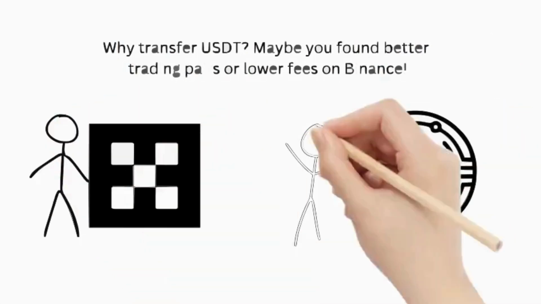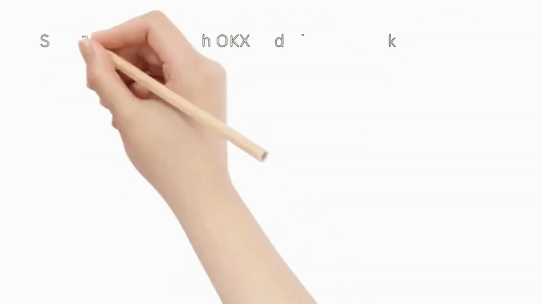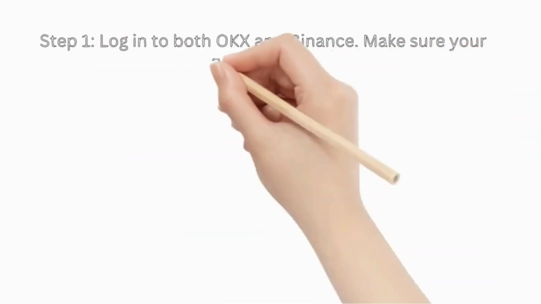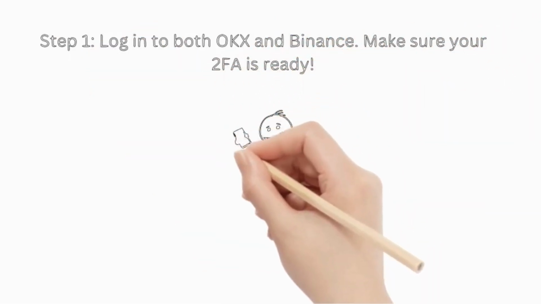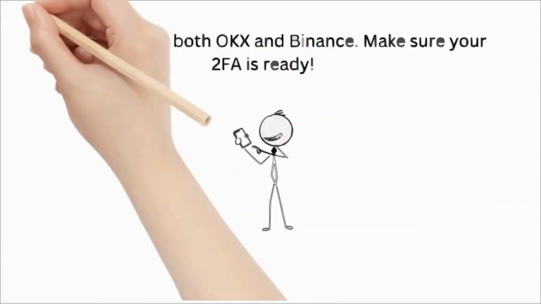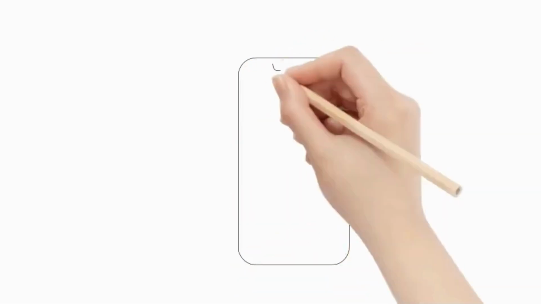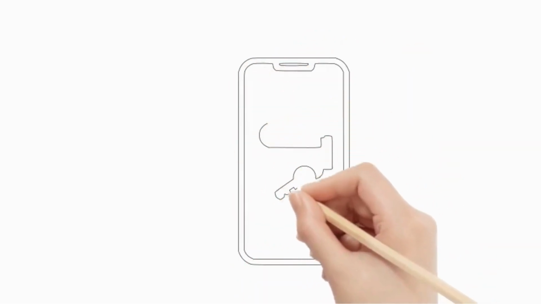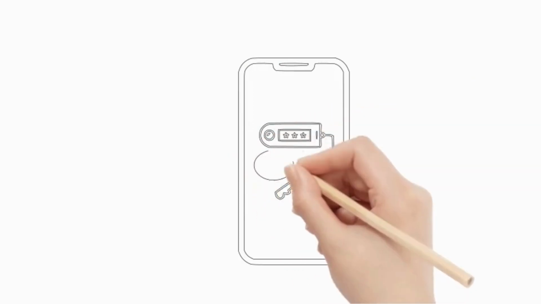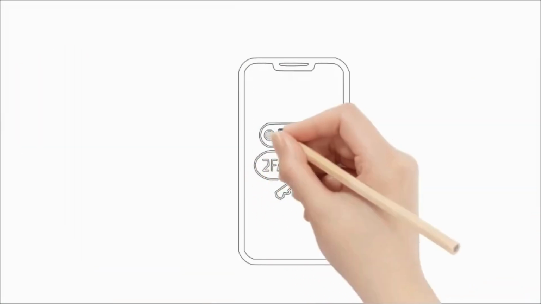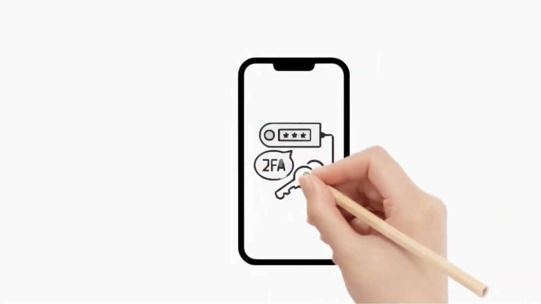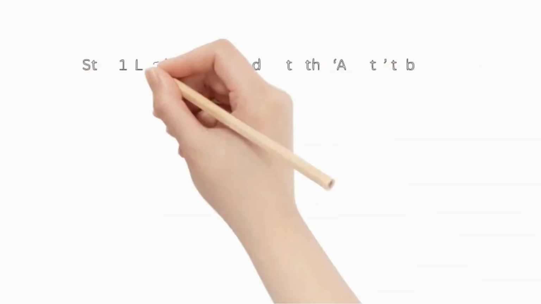First things first, you need to make sure you have accounts on both OKX and Binance. Once you're all set, log into both platforms. It's also a good idea to have your 2FA, two-factor authentication, ready, as you'll need it for security purposes. Now, before you transfer, double-check that you have enough USDT in your OKX account to cover the transfer amount and any fees. It's always better to be safe than sorry, right? Alright, let's get into the actual transfer process. I'll walk you through each step, and I'll also show you what it looks like on the screen.